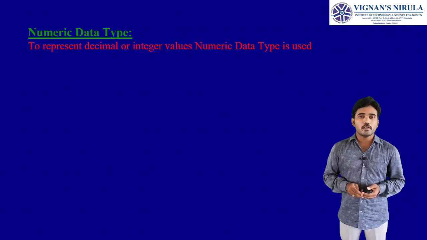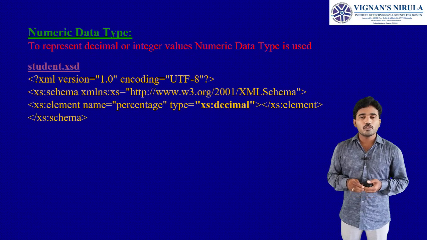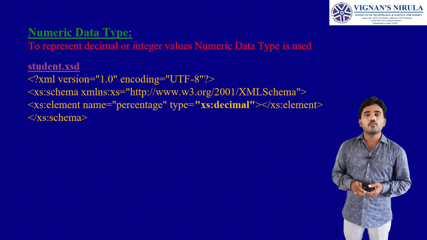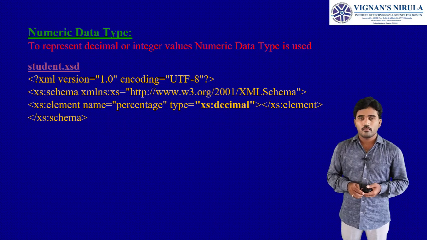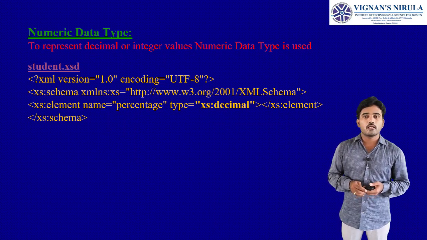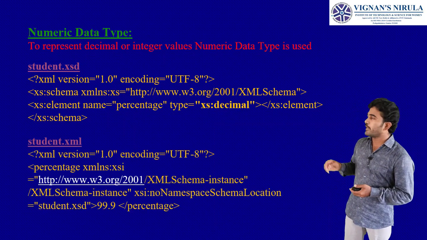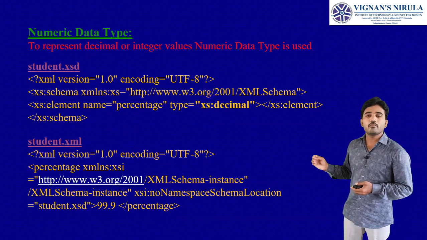So to represent the decimal or integer values, the numeric data types are to be used. Coming to the example here also, what you need to write is type equals xs:decimal, or else you may write type equals xs:integer. Understood? So here also we have written the student.xsd file as well as the student.xml file.